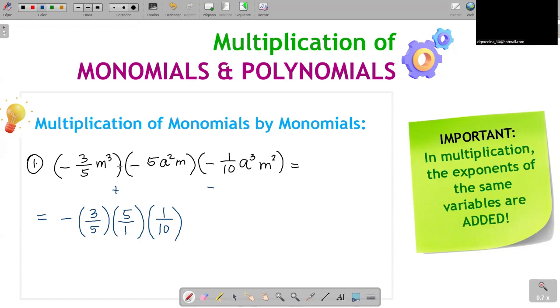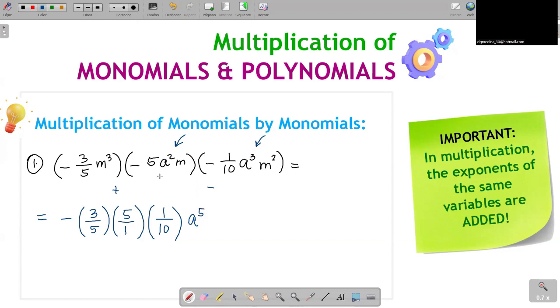Okay? Now, let's multiply the letters in alphabetical order. We're going to multiply the a's. So we have an a here and the other a here. So let's write the same base because based on the rule, when we are multiplying equal bases, we write the same base and we add the exponents. So we have 2 plus 3, 5.